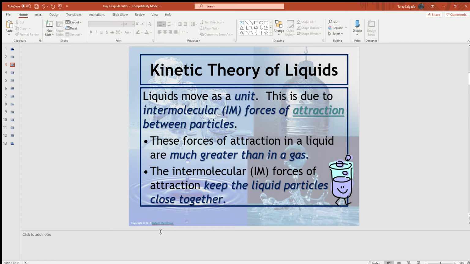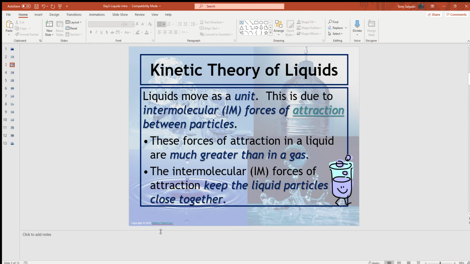Liquids move as a unit. This is due to intermolecular forces of attraction between particles. Last time we were talking about gases. Gases don't attract each other. They're just bouncing off of each other. They're floating out there in random space and they want to have as much space between them as possible, right? No attraction whatsoever. But liquids want to be attracted to each other. Those particles have some attraction.